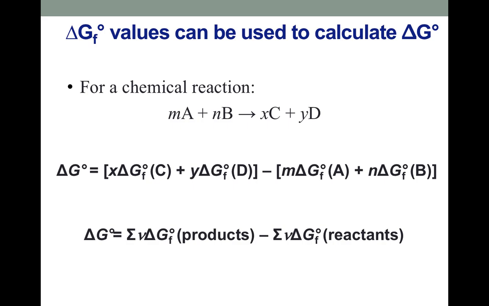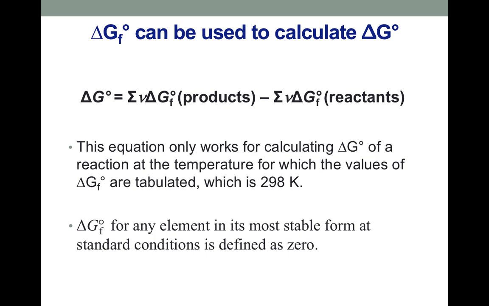So here is our equation. M moles of A plus N moles of B gives us X moles of C and Y moles of D. Again, we do products minus reactants, and each delta G is multiplied by the number of moles, and you can see how that works out. We do this the same for delta H. So this is not a different calculation, it's just a different value we're getting out. If that value is negative, then it would be spontaneous for the forward reaction.